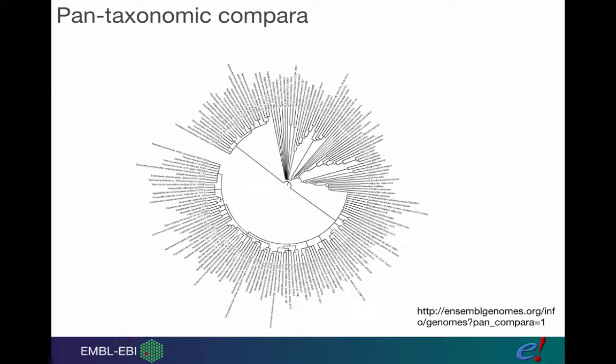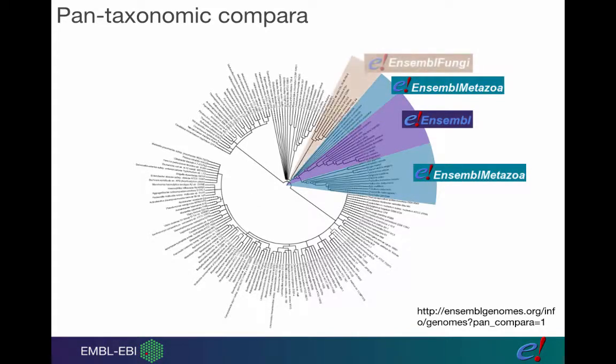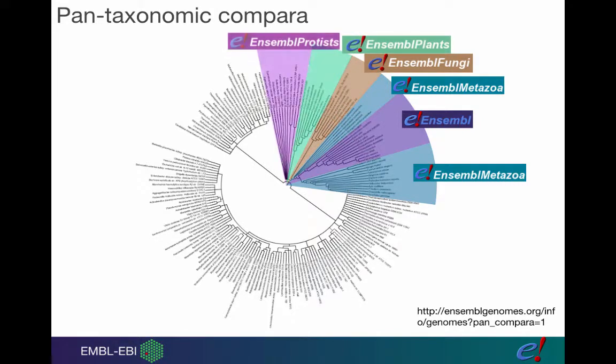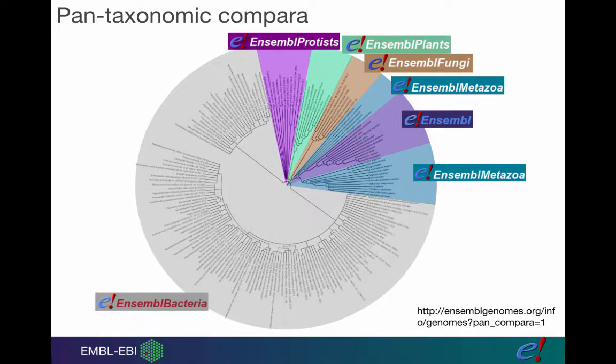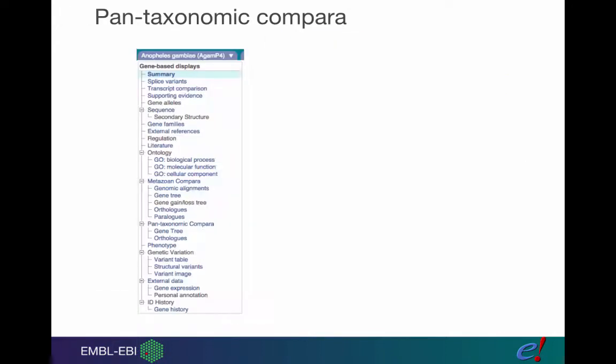We also have what we call pan-taxonomic Compara, and this takes a subset of species from each of the divisions of Ensembl and does comparative analysis with this subset.